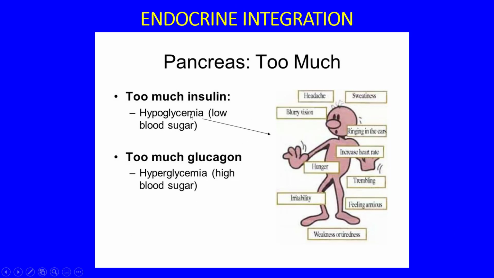Here we have this gentleman, too much insulin, too much glucagon. Okay, too much insulin, you could get hypoglycemia. That's low blood sugar, and you can see all of the effects here. Too much glucagon, and you could get hyperglycemia. That is high blood sugar.